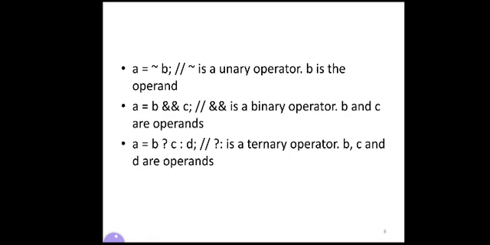Next, A = B ? C : D. This is an example of the ternary operator. Observe there, the question mark and colon are the two operators. Between these two operators there are three operands, B, C and D. All these three are the operands. Because three operands are used, this is called the ternary operator.